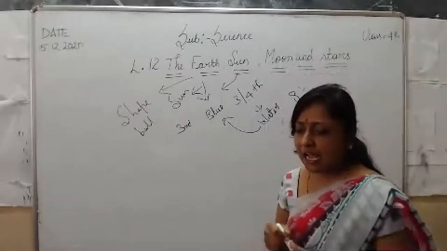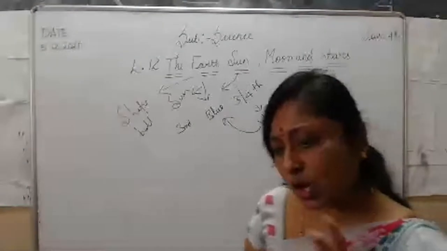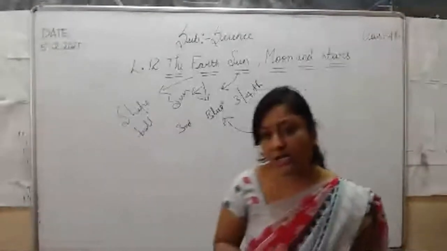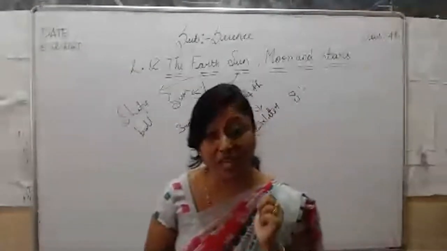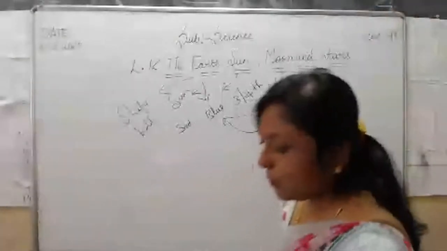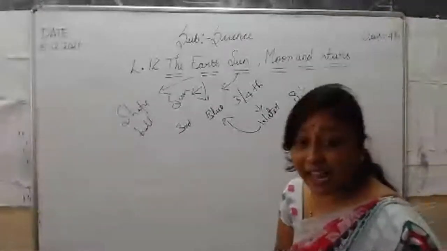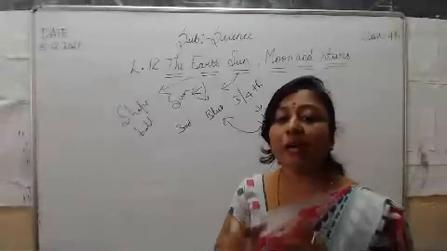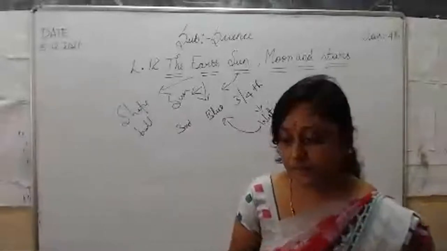Earth is the only planet with water. It is the only planet covered with water and life supporting substances. So water and air are very important to lead a life on the earth.